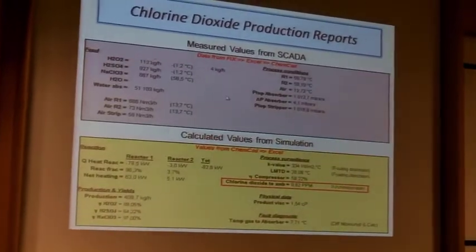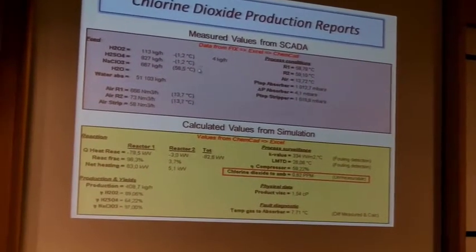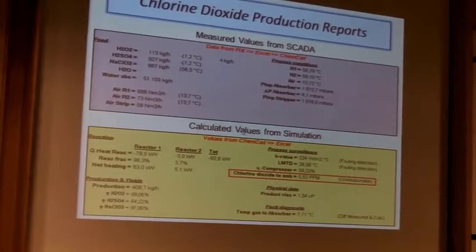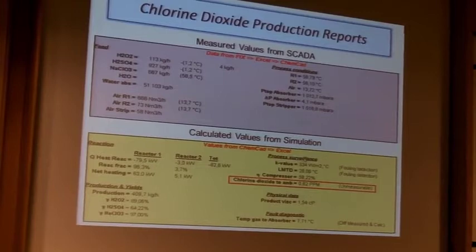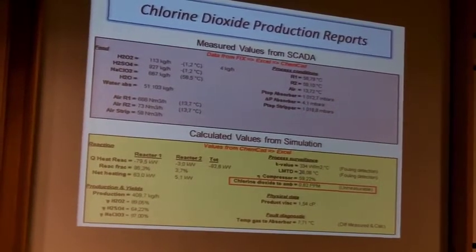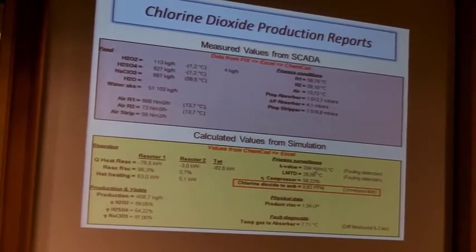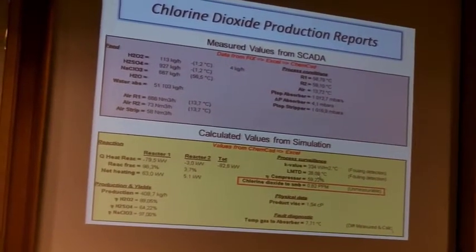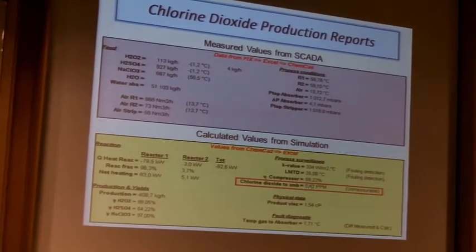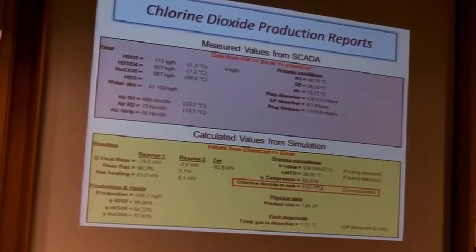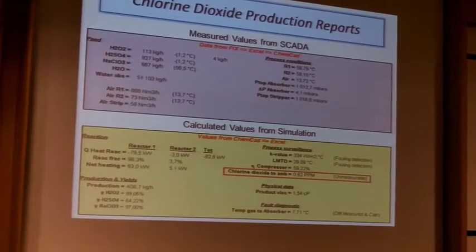The next one's interesting because this is the production report. This is data from SCADA, but if you look at the calculated values from simulation, he's got a section called process surveillance. And what he's doing is looking at heat exchangers. He's seeing how his heat exchangers are fouling, looking at his compressor efficiencies, and he's predicting his emission to atmosphere, which has been accepted by the authorities. Serious payback on that.